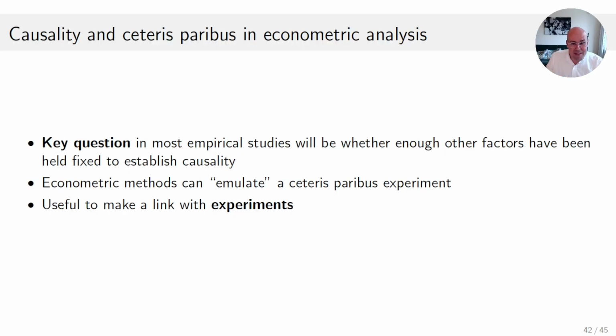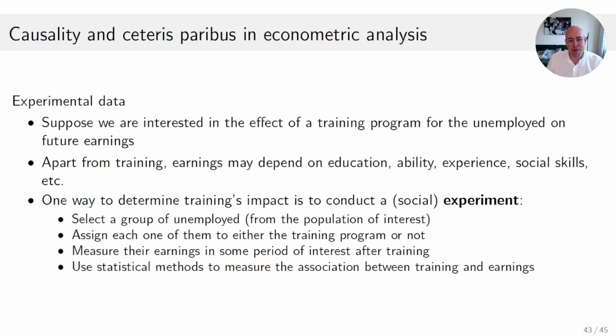So what this all means is that the key question in most empirical studies is whether enough other factors have been held fixed to establish causality. Econometric methods can emulate such a ceteris paribus experiment way of thinking, but one has to be very, very careful. And it's often very useful to make a link with experiments. So again, as I said before, when you have experimental data, then we somehow control what's happening.